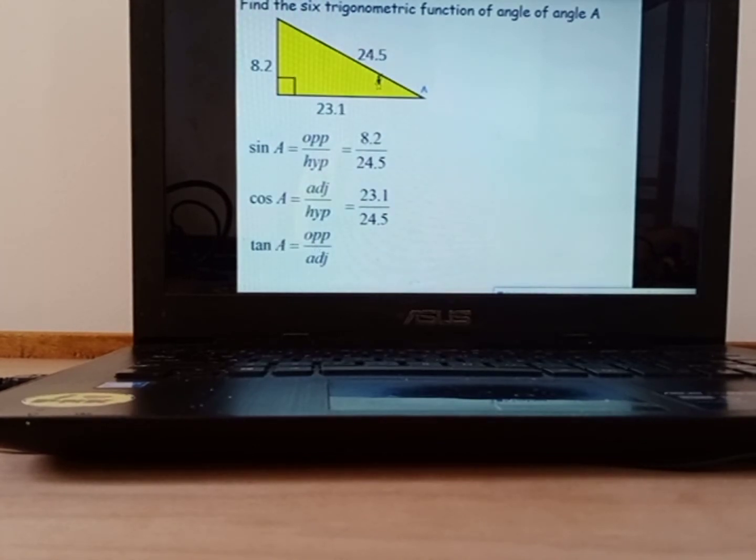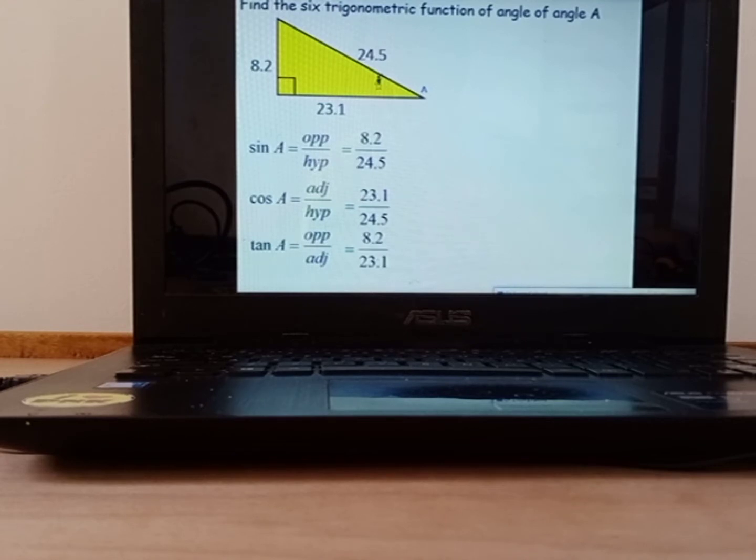Tangent A: our formula for tangent is opposite over adjacent. Our opposite is 8.2 and our adjacent is 23.1. Therefore, the value of tangent A is equal to 8.2 over 23.1. So again, take note of our acronym, which is SOHCAHTOA. Next, we will find the inverse functions of SOHCAHTOA. Let's start with cosecant A.